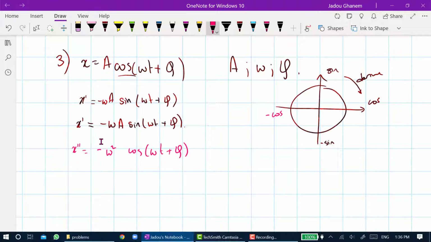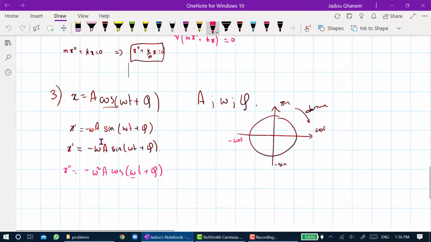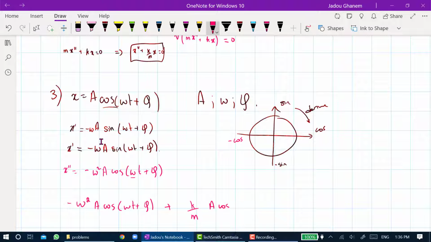Omega will be omega squared. We just derived this one outside and multiplied by a. If we substitute these values in the differential equation, you will get this result. So instead of x double prime, we'll write minus omega squared a cosine(omega t plus phi), plus k over m, the same a cosine(omega t plus phi), equals 0.